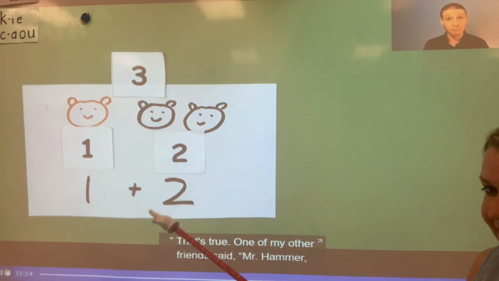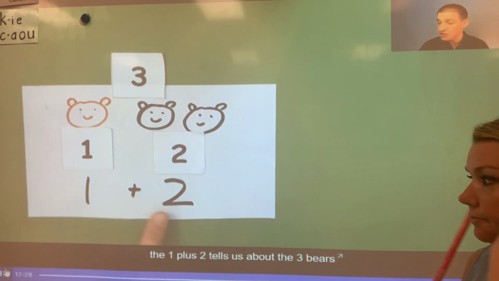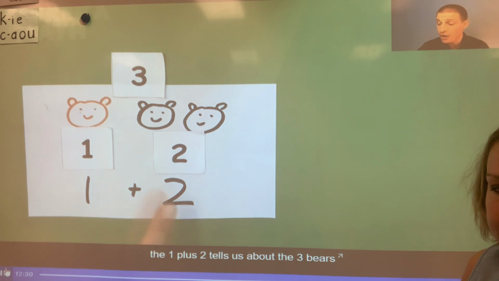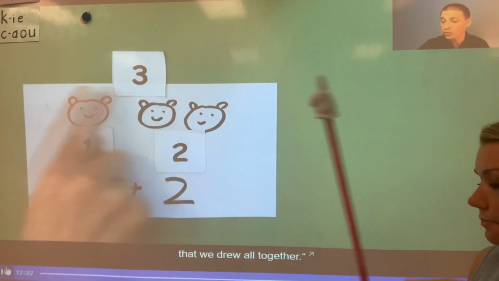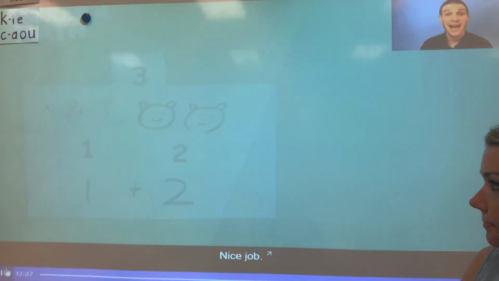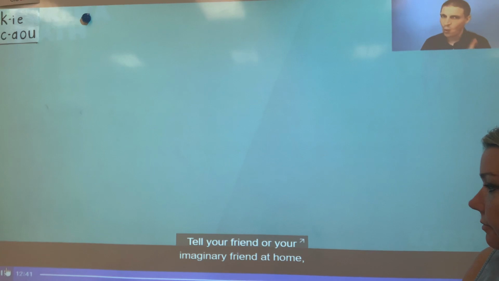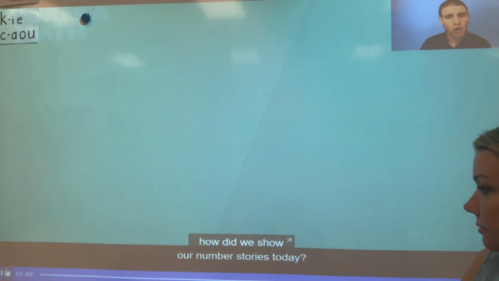Yep, that's true. Good one. My other friends said, Mr. Hammer, the 1 plus 2 tells us about the 3 bears that we drew all together. Nice job. I have one more question for you. Tell your friend or your imaginary friend at home, how did we show our number stories today?